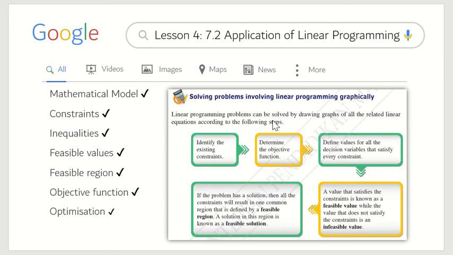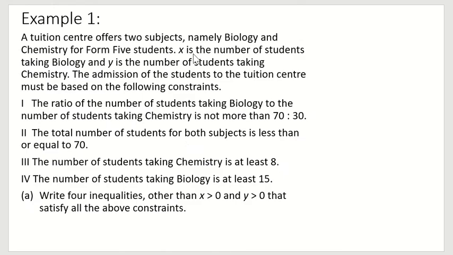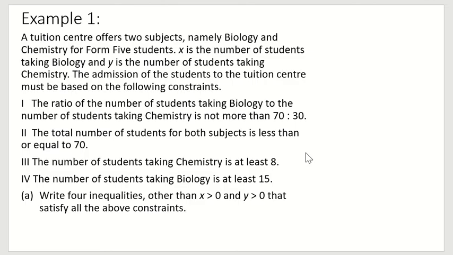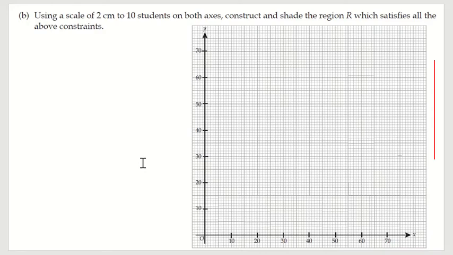So you will have part A, B, C, and so on. For part A, you have to know how to identify the existing constraints. For example, it gives you a question like this. Your first step is to write the inequalities 1, 2, 3, 4. Then the second is to draw the graph of the linear programming. You have to draw it, the second part.